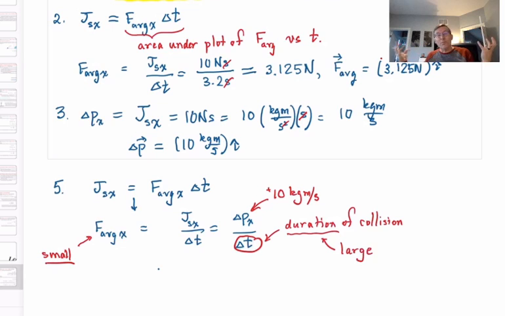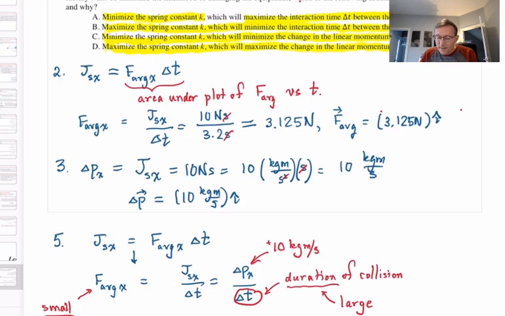Stretch out, no pun intended, the time for the collision. You still have to have a certain delta Px, 10 kilogram meter per second. That's got to happen. But if you stretch out the time for it, the duration delta T, you can make the average force that results on your particle smaller. So your advice to the foreperson in the factory, so as to have a small average force on the box, and therefore the equipment, is to minimize the spring constant K.